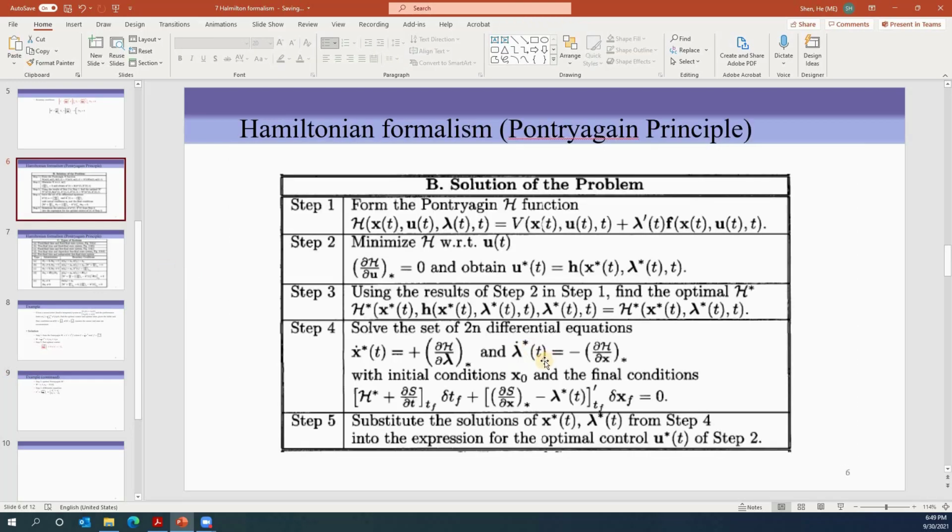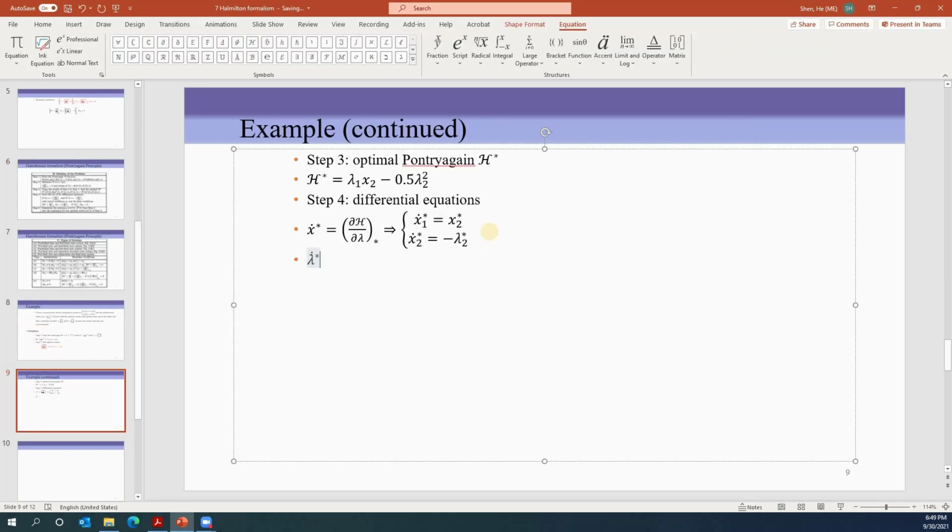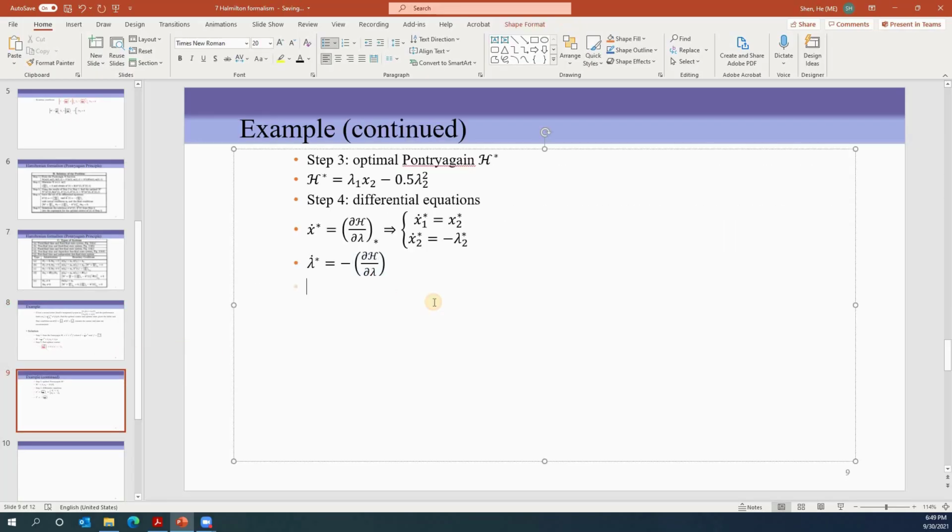Next equation is lambda dot. The co-state equation lambda dot is equal to negative partial h partial x star, which is negative partial h over partial x. The same thing, we have two equations, right? One is about lambda 1, the other one is lambda 2. So lambda 1 dot is equal to negative partial h over partial x1. And in the optimal Hamiltonian, we do not have x1. So this will tell us lambda 1 dot is equal to 0. And how about the second equation? Partial h over partial x2 gives us lambda 1 with a negative sign, which will become negative lambda 1.